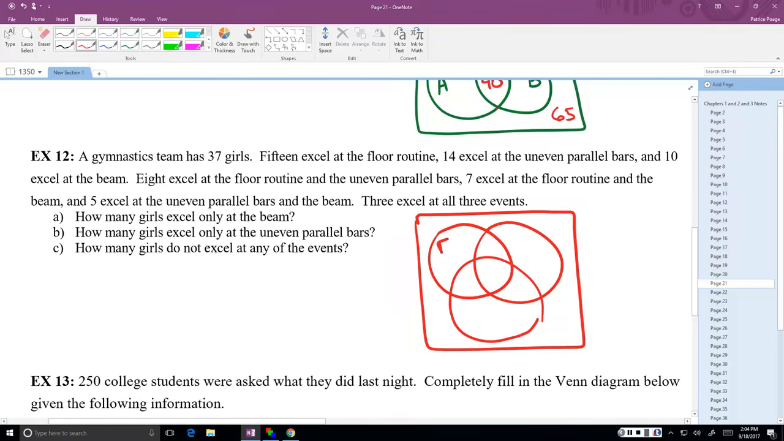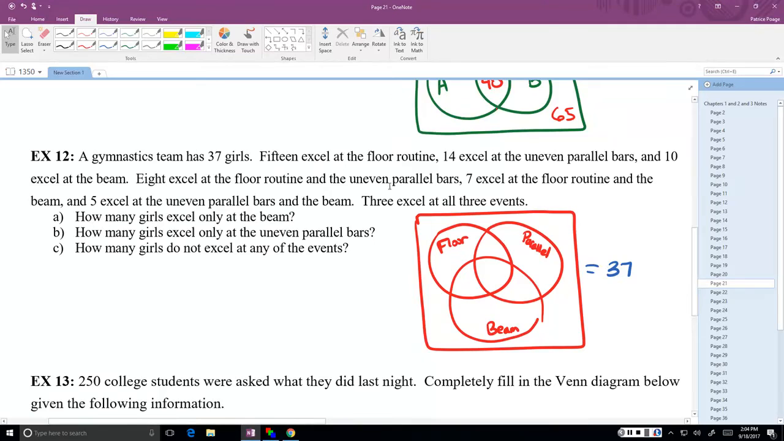Let's see, we've got the floor. We've got the uneven parallel bars. I'm just going to write parallel. And we have the beam. So what is my universe representing? The 37 on the gymnastics team. Okay?